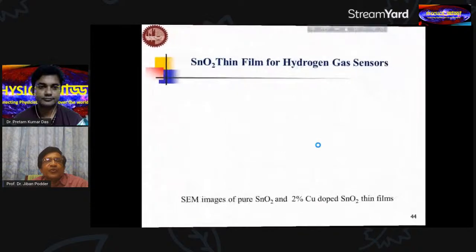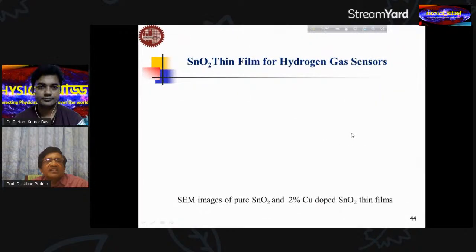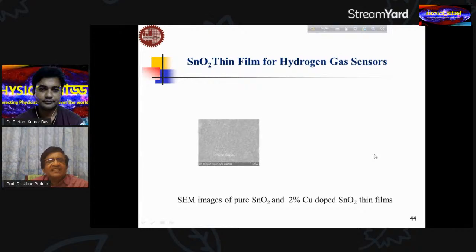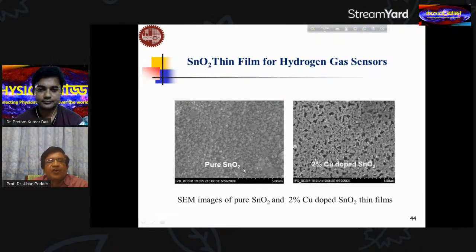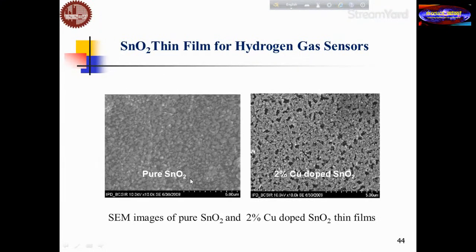Next I will show the tin oxides, that is, our laboratory grown tin oxide thin films. Here you see this is the as-deposited pure tin oxide film. And again, we have chosen copper as a dopant material into the tin oxides. And you see, in presence of 2 atomic percent of copper, there is porosity developed.